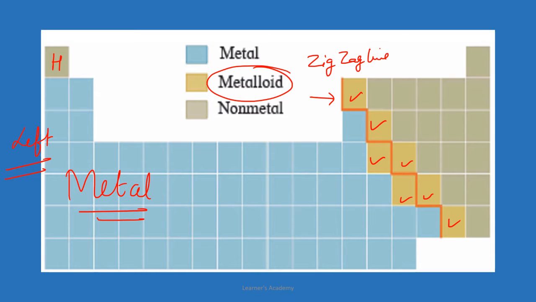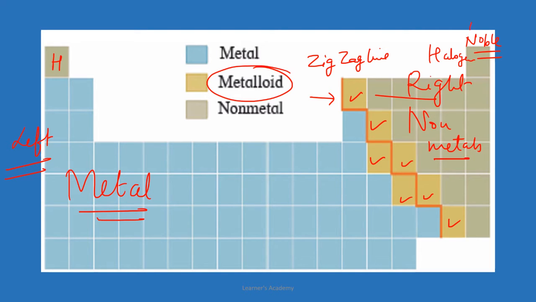Their properties are in between, and all the elements towards the right side of the periodic table are non-metals. In these non-metals you also have halogens, and you also have noble gases in the last group, the 18th group. The only non-metal which is towards the left side is hydrogen.